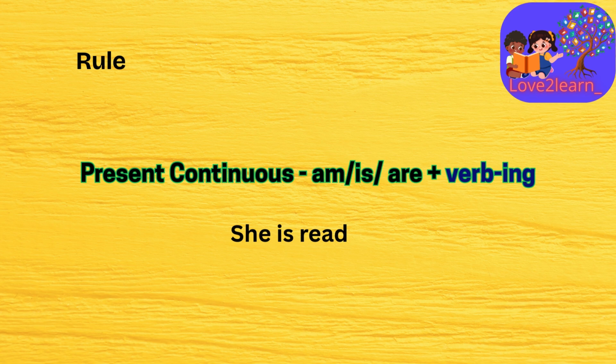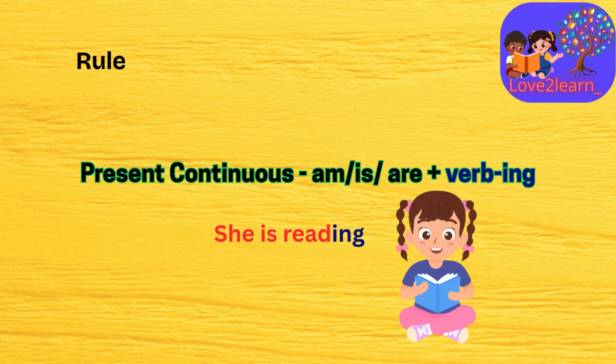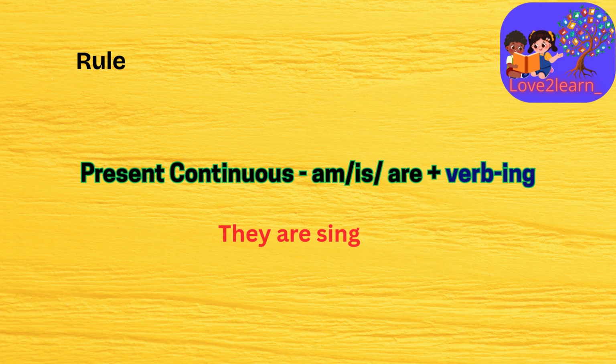Next sentence, she is reading. This sentence starts with she, so the helping verb is is used here. Read is the action word. With that, ing is added for present continuous tense.